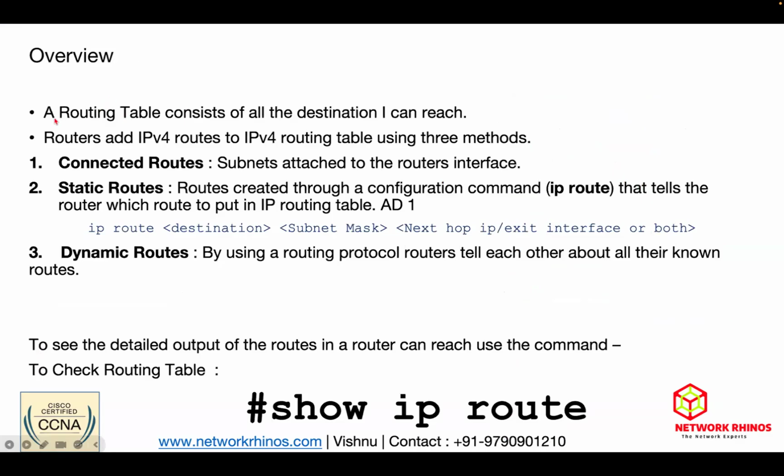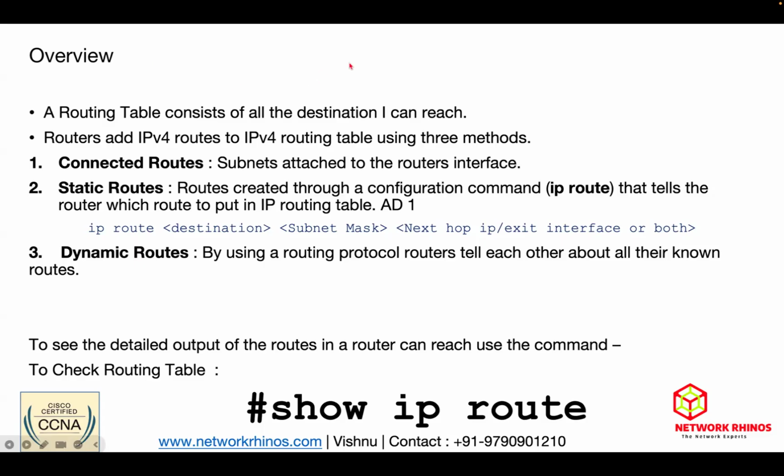First of all, routers maintain something called a routing table that consists of all the destinations I can reach. If you don't see an IP address in the routing table, that particular destination we cannot reach. That's what it means. So normally a router will add an IP address to its routing table.